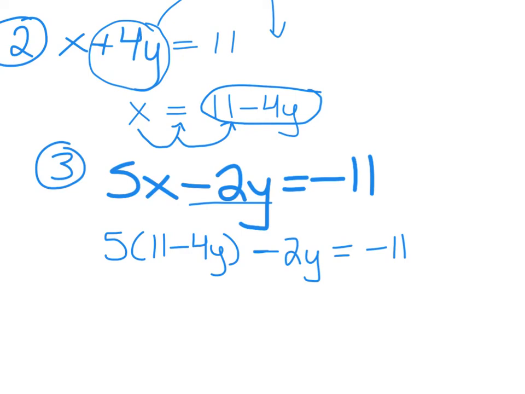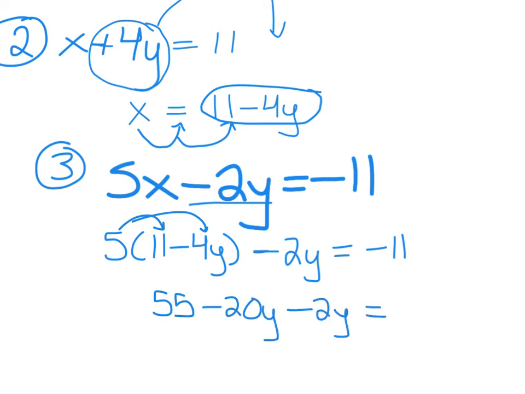So the first thing that we're going to do, and it's very repetitive as you can tell, we're always going to be expanding and isolating for that variable. So the first thing that we're going to do is multiply. 5 times 11 is 55. 5 times negative 4 is negative 20y. Minus 2y equals negative 11.